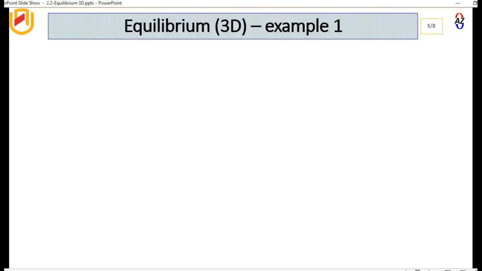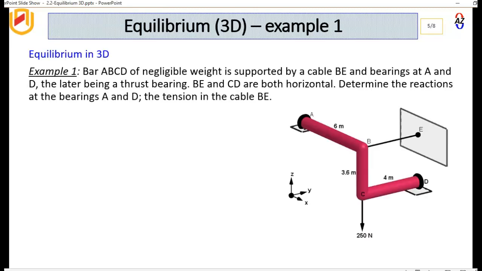Let's look at an example. So here is our example. It says bar ABCD of negligible weight is supported by a cable BE and bearings at A and D. So we have a bearing here and a bearing there, the latter being a thrust bearing. BE and CD are both horizontal, so this is horizontal and this is also horizontal. Determine the reactions at the bearings A and D and the tension in the cable BE.